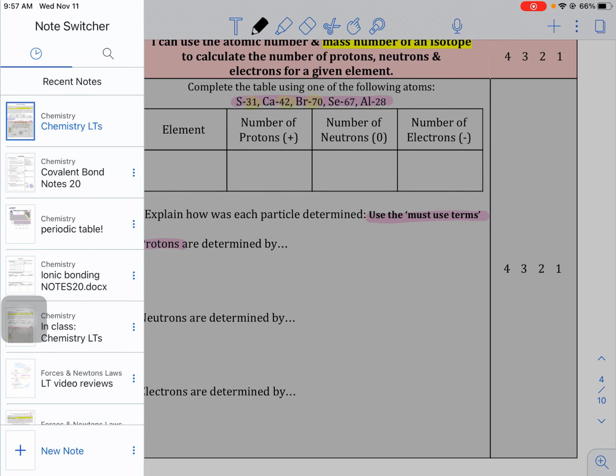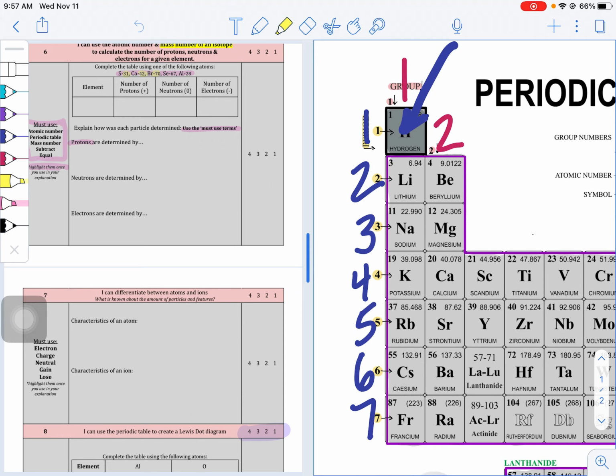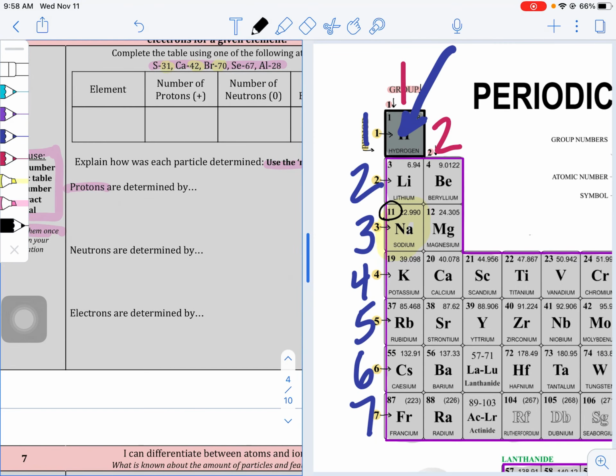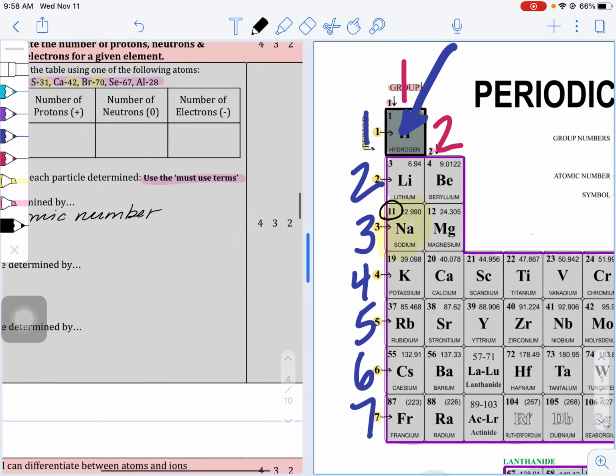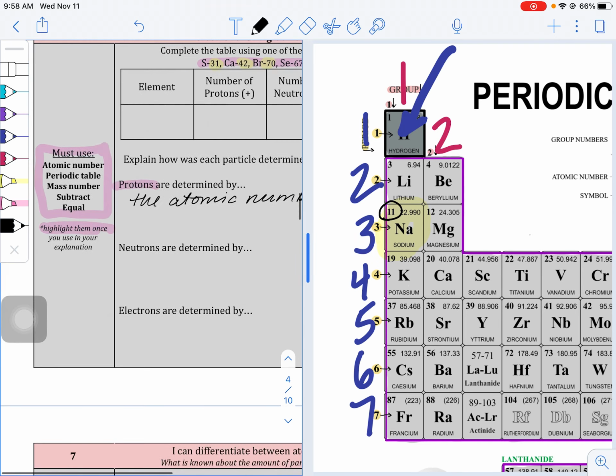So I'm just going to pull that up here. There it is, right? So if I just take one right here, sodium, not one of our choices, but that's okay. Sodium is looking at this guy, the whole atomic number. So protons are determined by, right, the atomic number. And I always like to just remind myself that's the whole number right on the periodic table. Okay, so that's two of my keywords done.